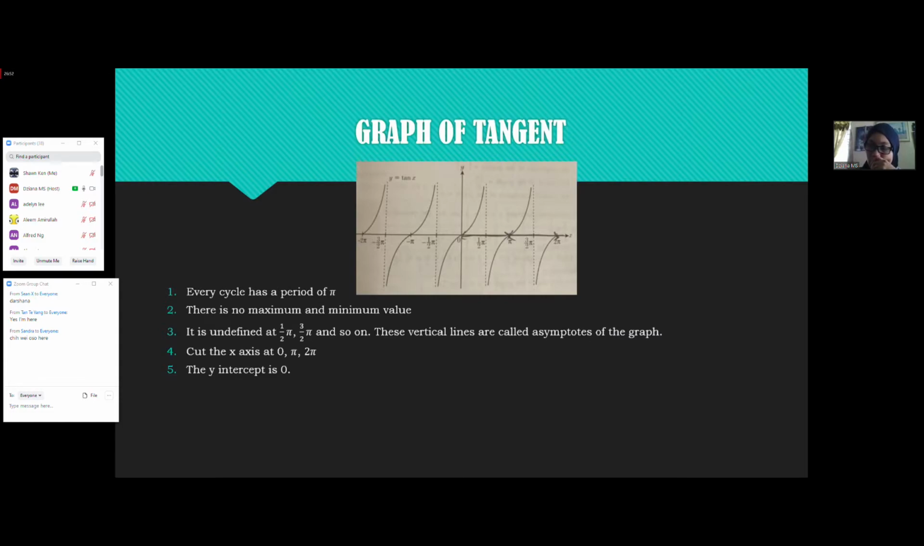Okay, I give you 1 minute to copy and understand the graph of tangent. It very seldom comes out in SPM, but it might come out once in 3, 4, 5 years. Okay, any question?